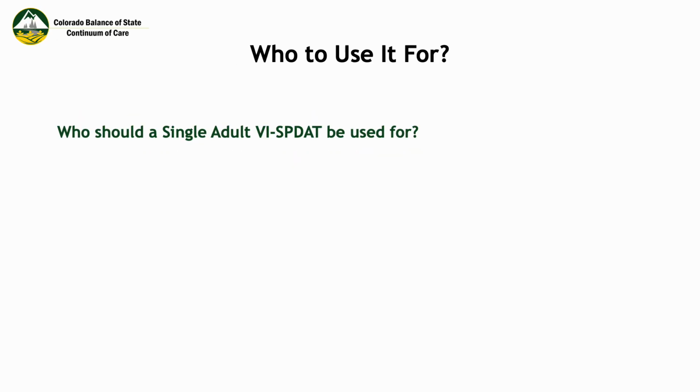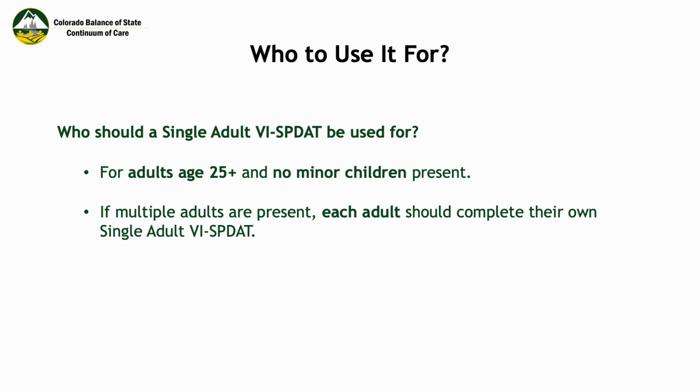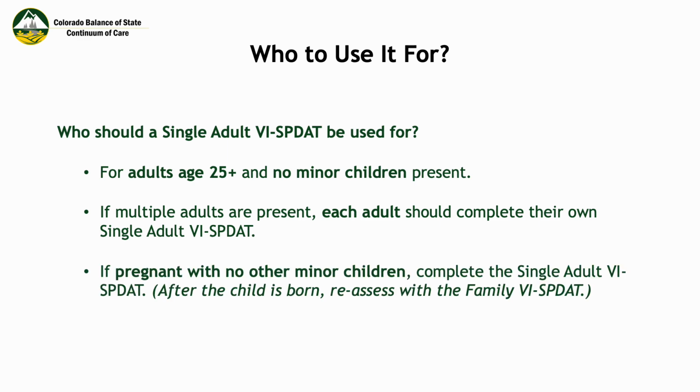Who to use it for? Who should a single adult VI SPDAT be used for? It's designed for adults age 25 and older who have no minor children present. It's important to note if multiple adults are present and want to live together, each adult should complete their own single adult VI SPDAT. And if the adult is pregnant and there's no other minor children, they should complete the single adult VI SPDAT. And then after the child is born, they should be reassessed with the family VI SPDAT.